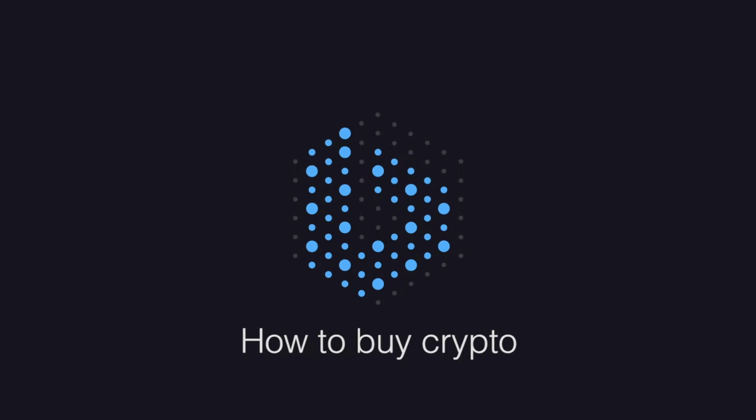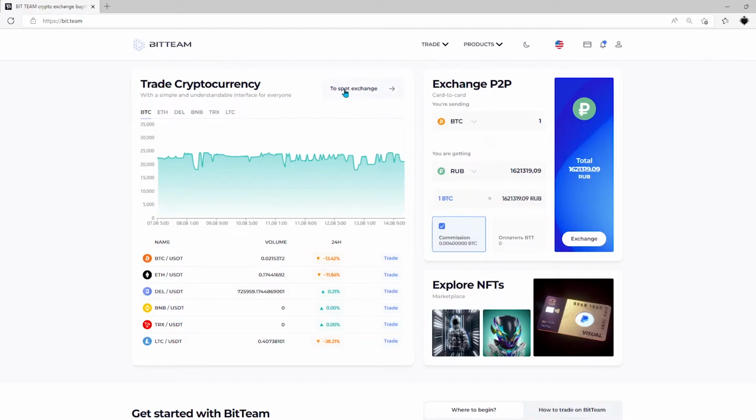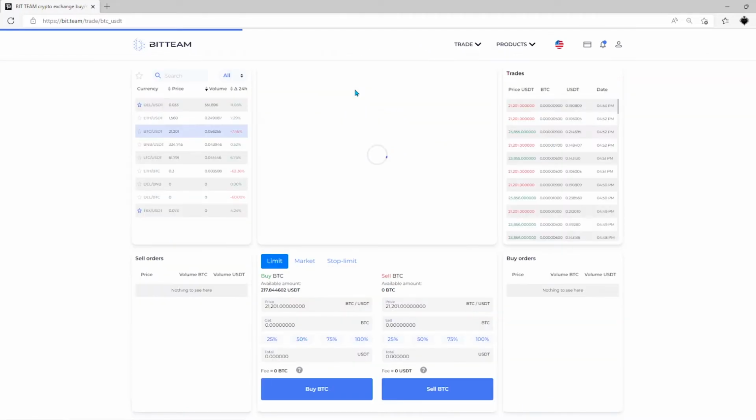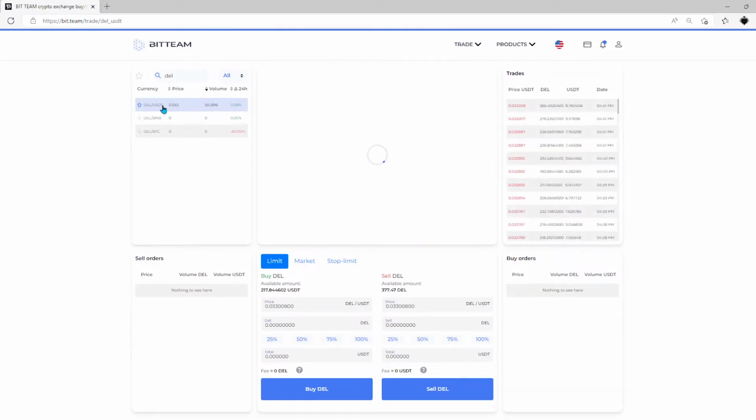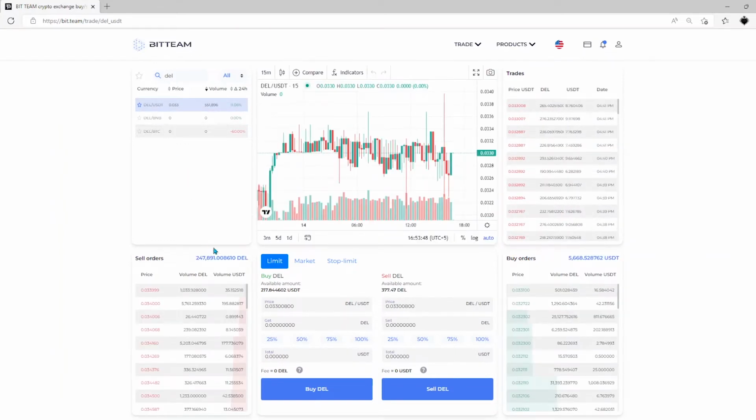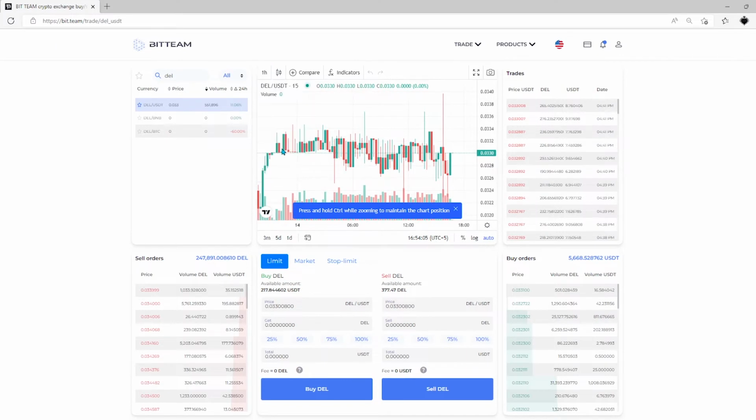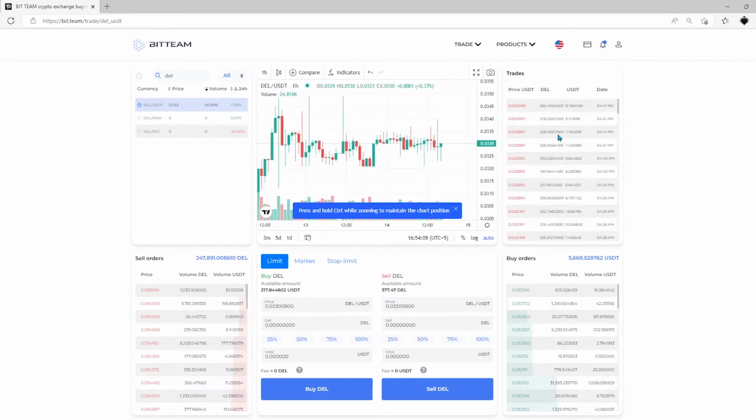How to buy cryptocurrency on the Bit.team exchange. On the main page, click Go to the exchange. In the search field, enter the cryptocurrency you need and select the appropriate trading pair. The account balance of the second coin in the pair must be positive for you to be able to conduct a transaction. Now read the chart and the history of recent transactions and analyze the trading classes.